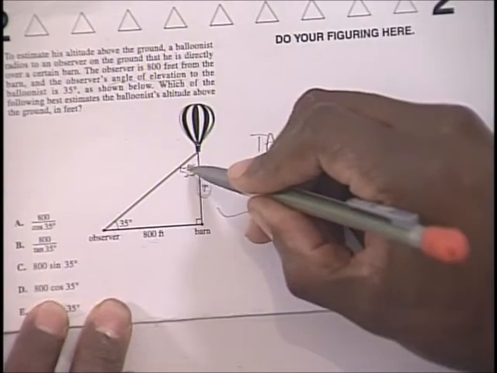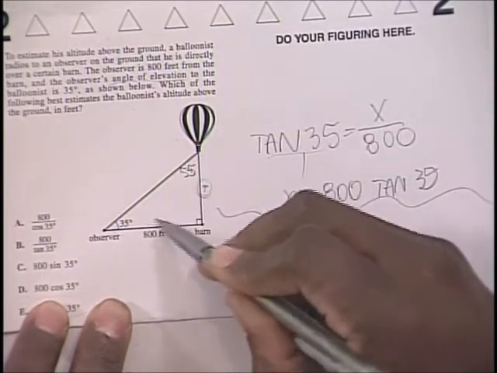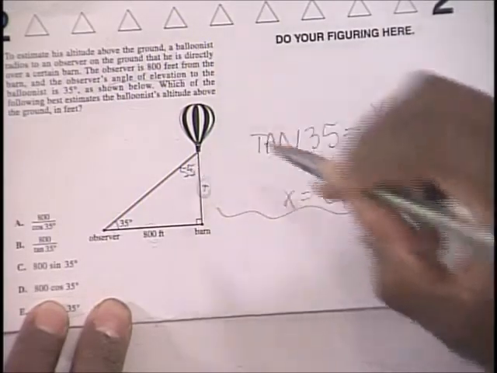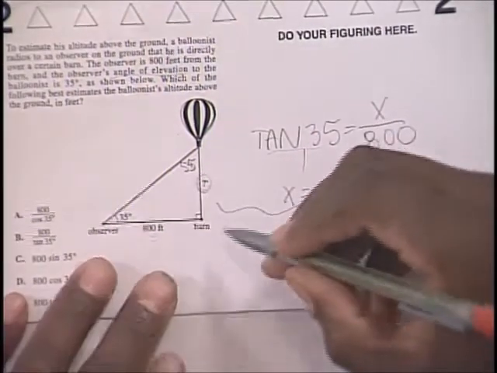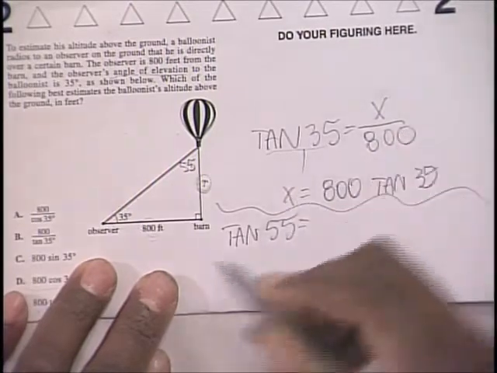So if given this angle, this 800 is opposite of the 55. This unknown is adjacent to the 55. When you have the opposite and adjacent, that's the tangent trig function. So you have the tangent of 55 is equal to the opposite.